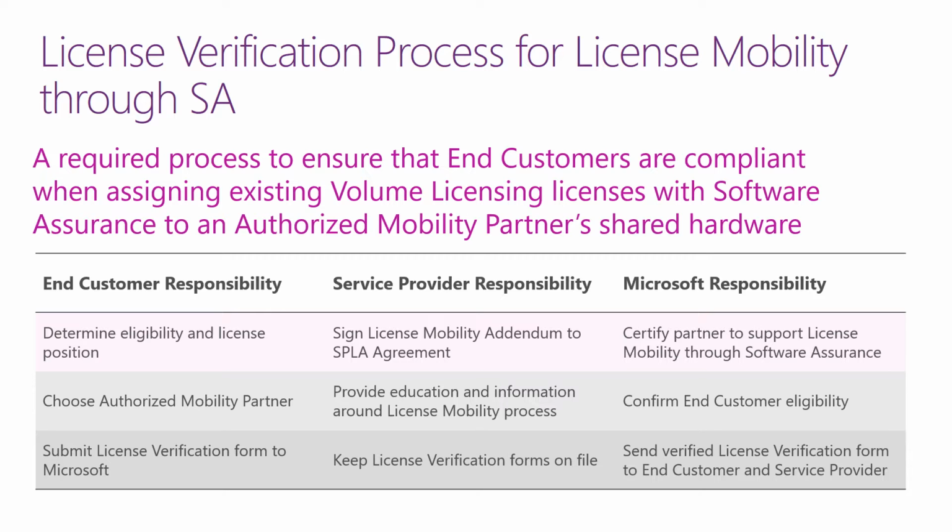Now, switching to the last column, the Microsoft column, you can see that Microsoft confirm all parts of the process. They certify partners as these authorised mobility partners, as well as confirming that the end customer has the right licenses and may use them in this sort of scenario. Microsoft sends the verified form back to both the end customer and the service provider, and you can see that the service provider needs to keep these forms on file. But let's get a little bit more detail on a couple of parts of the process.